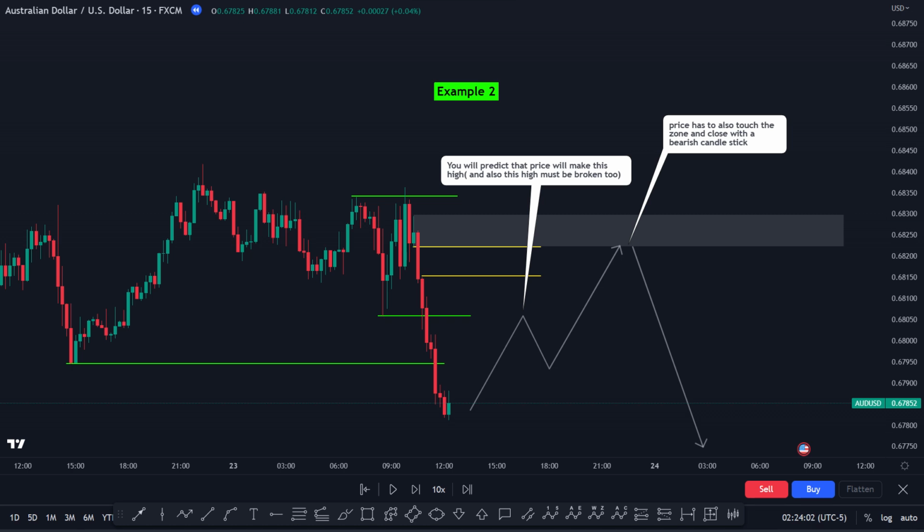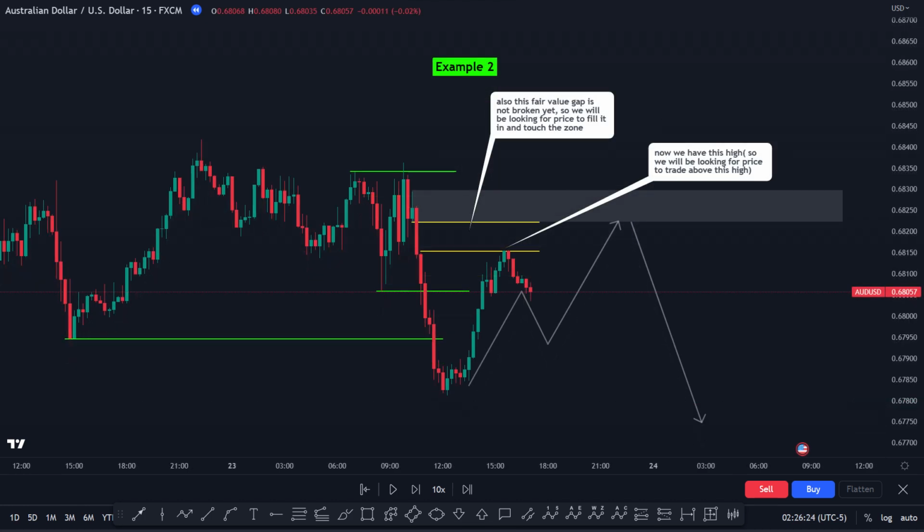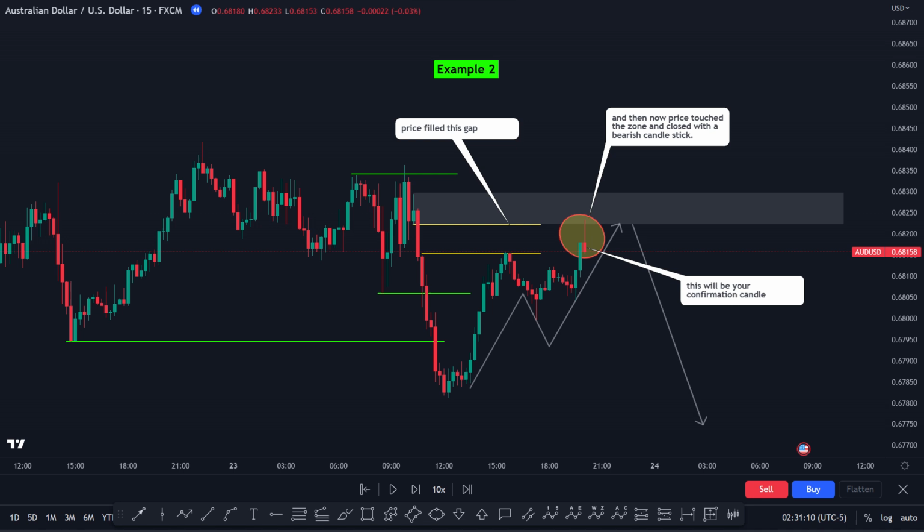So now let's see how the market unfolds. From here we can see that the market made a small high here. Then, now we have to wait for the market to trade above that high and close the fair value gap, and to also touch the supply zone, before we can take a sell position. So now we can see that price touched the zone and closed with a bearish candle. This is where you should look to take a sell position.